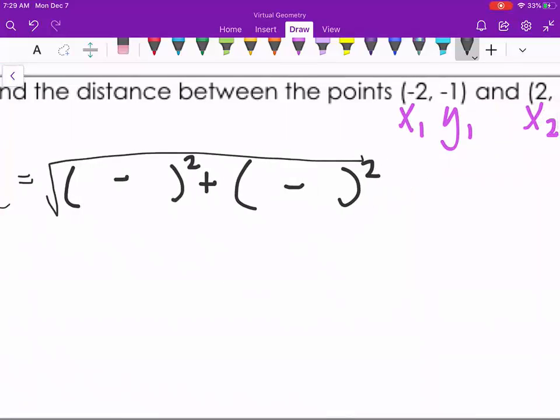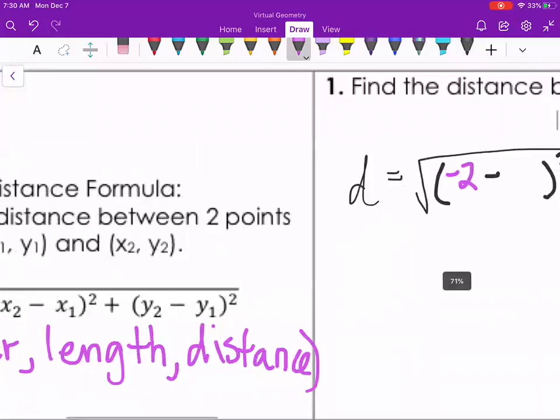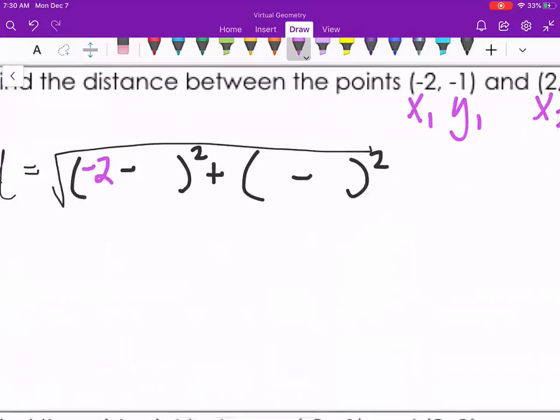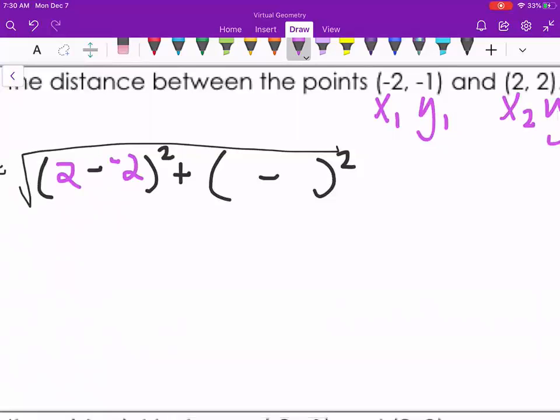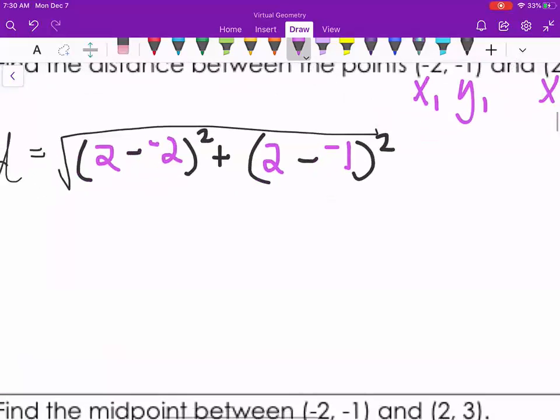So remember, we need x1 first, which is a -2. And then we need x2 last. Oops, sorry, I think it's x2 first. Yep, sorry, they want x2 first. So we need x2 first, which is 2, minus x1, which is -2. And then we're going to do the same thing to the y's. y2 first, which is +2, minus y1, which is -1. And let's see what we get.